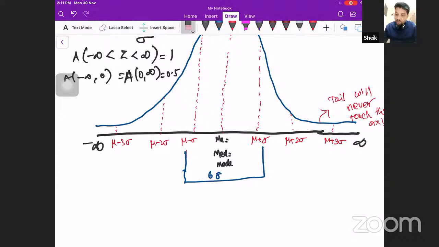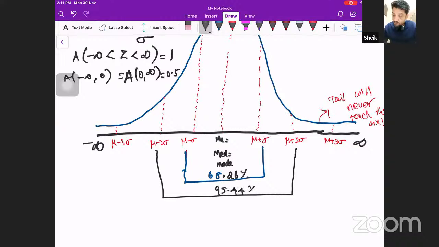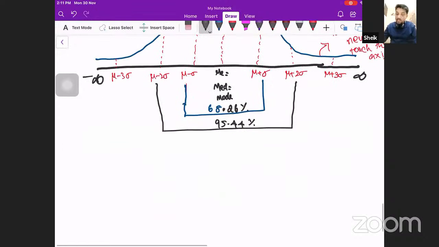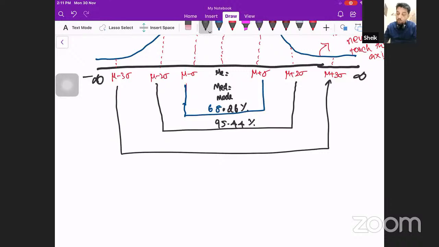If I have to talk about it exactly, then it is 68.26 percent. Now, mu minus 2 sigma to mu plus 2 sigma covers 95.44 percent. Then mu minus 3 sigma to mu plus 3 sigma covers 99.73 percent. This question is repeatedly asked.